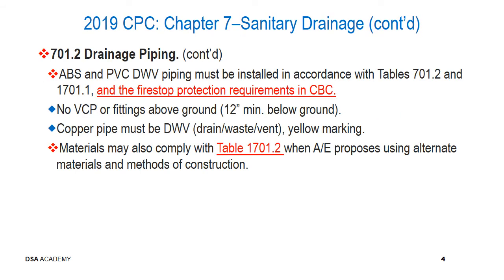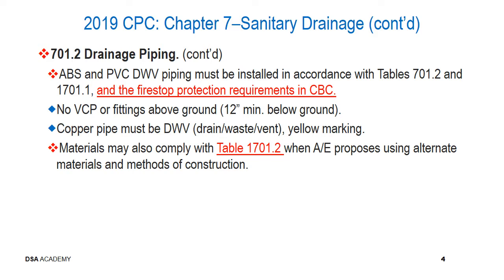Continuing now with drainage piping, ABS and PVC DWV, standing for drain, waste, and vent, obviously, piping must be installed in accordance with Tables 701.2 and 1701.1, and also the fire stop protection requirements located in the California Building Code. And this indicates a new amendment to the 2019 California Plumbing Code. No VCP, which is vitrified clay pipe, or fittings are permitted to be installed above ground. In fact, they're required to be installed a minimum of 12 inches below ground.